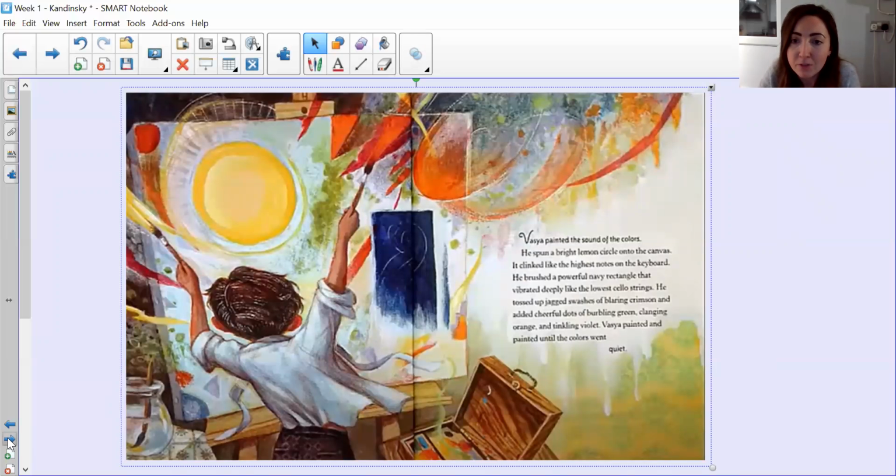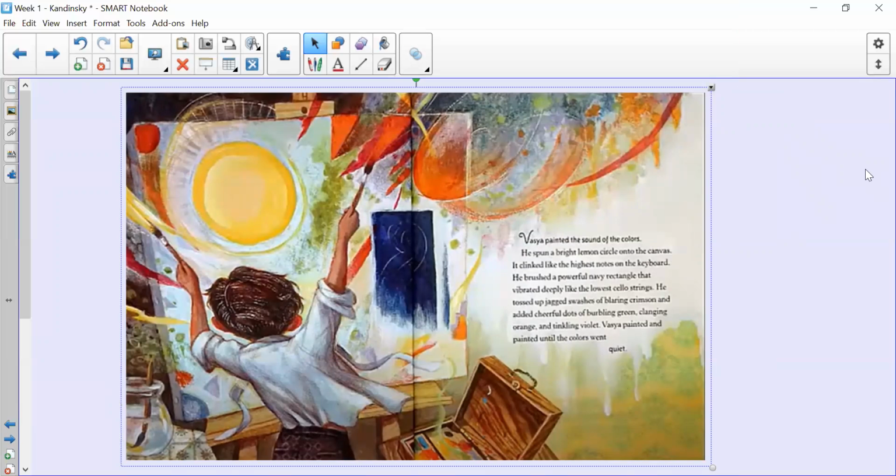Vasia painted the sound of the colours. He spun a bright lemon circle onto the canvas. It clicked like the highest notes on a keyboard. He brushed a powerful navy rectangle that vibrated deeply like the lowest cello strings. He tossed up jagged swashes of blaring crimson and added cheerful dots of burbling green, clanging orange, and tinkling violet. Vasia painted and painted until the colours went quiet.